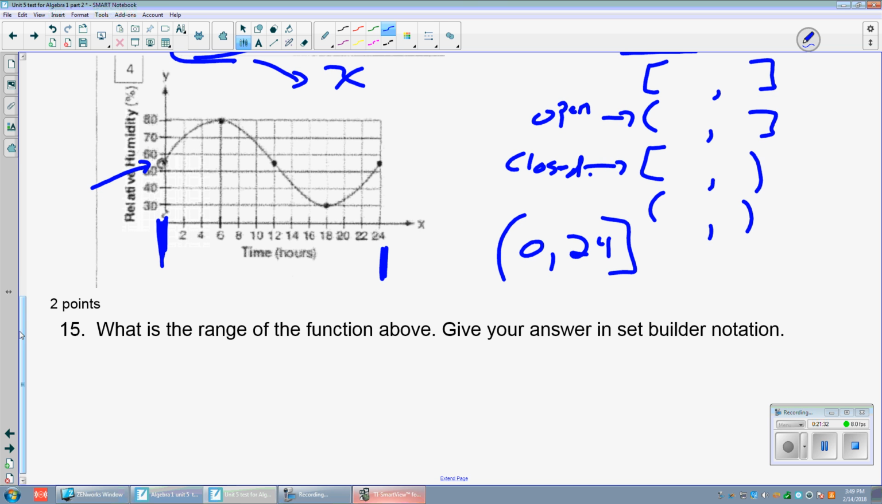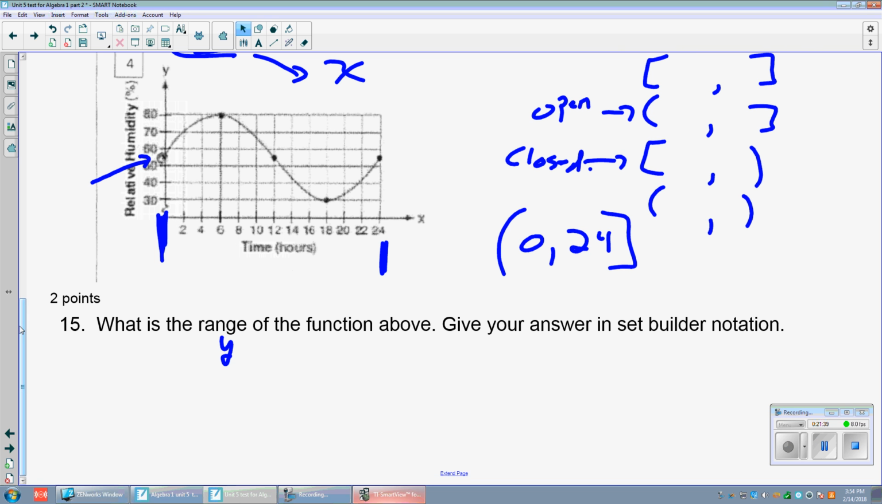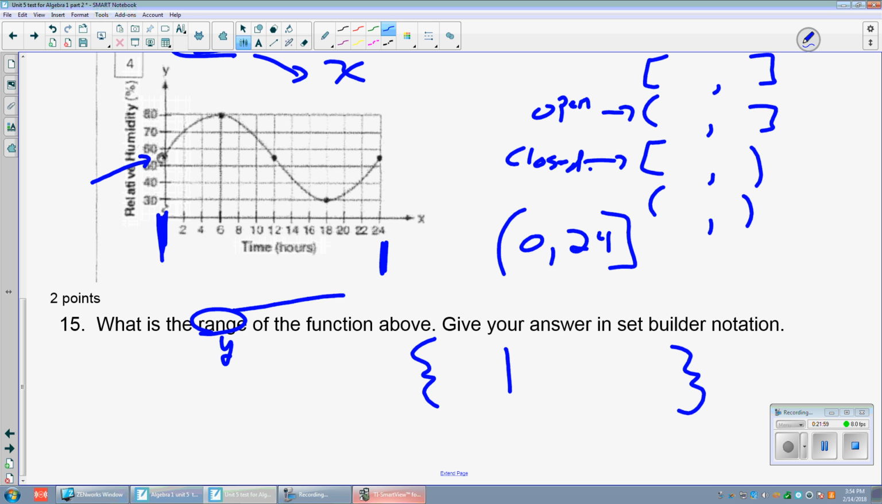What is the range? So remember that y is the range. The range is y of the function above. Give your answer in set builder notation. Okay, the other one was interval notation. This is going to be set builder notation. Set builder notation looks like this, and then a rule. So the first thing we know is that since we're talking about range, we're going to put y in there. If we're talking about domain, we would put x in there.